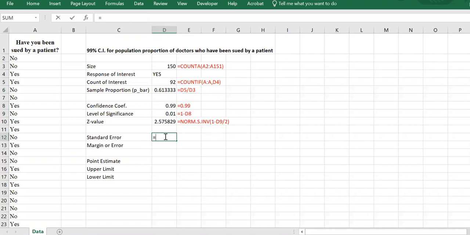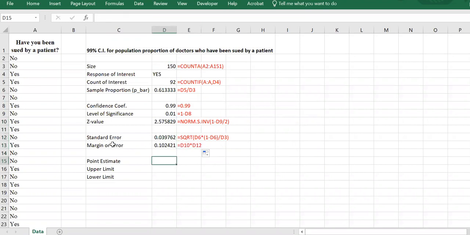We need to find the standard error. The standard error is the square root of p bar times (1 minus p bar) in parentheses, divided by the sample size. That would be the standard error. The margin of error now would be the Z value times the standard error. So, the multiplication of the Z value and the standard error.